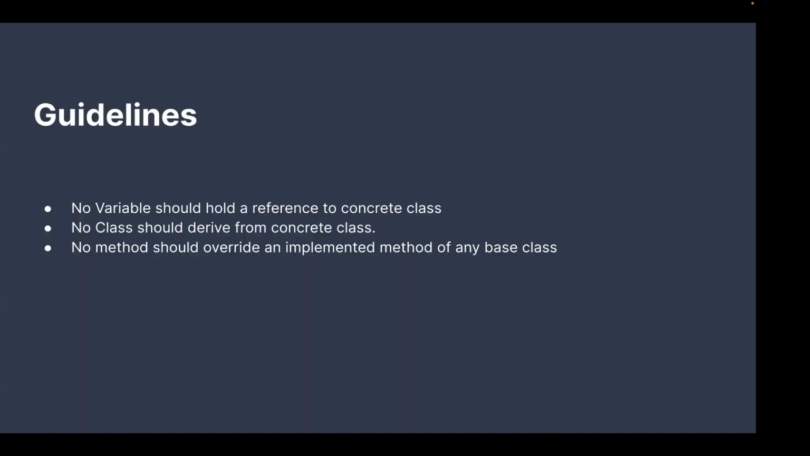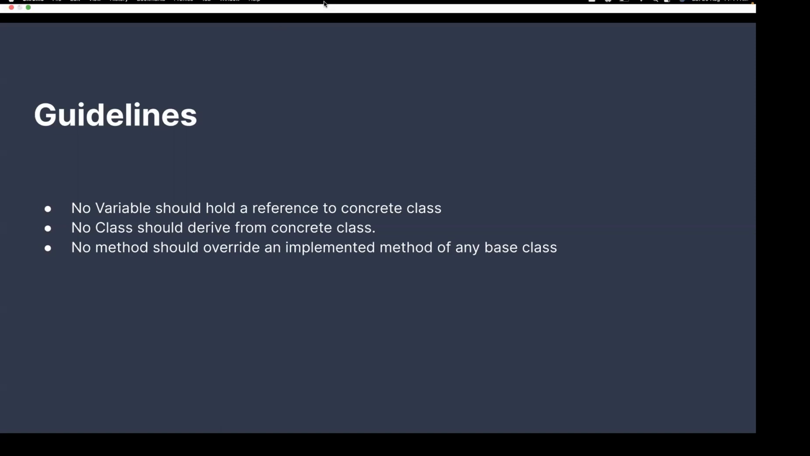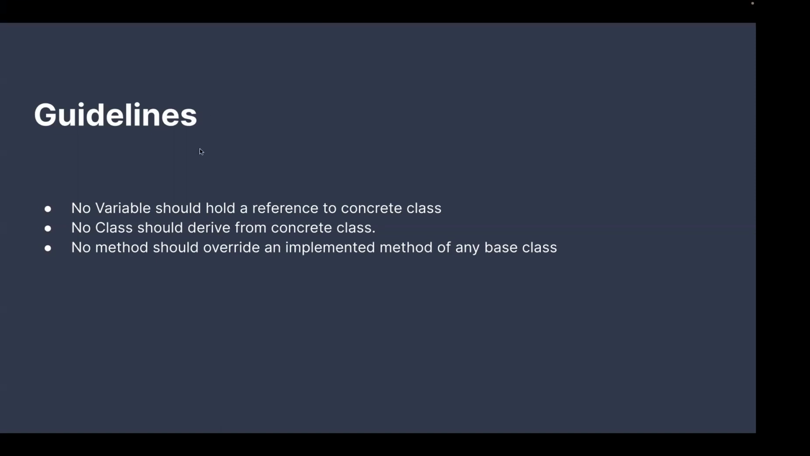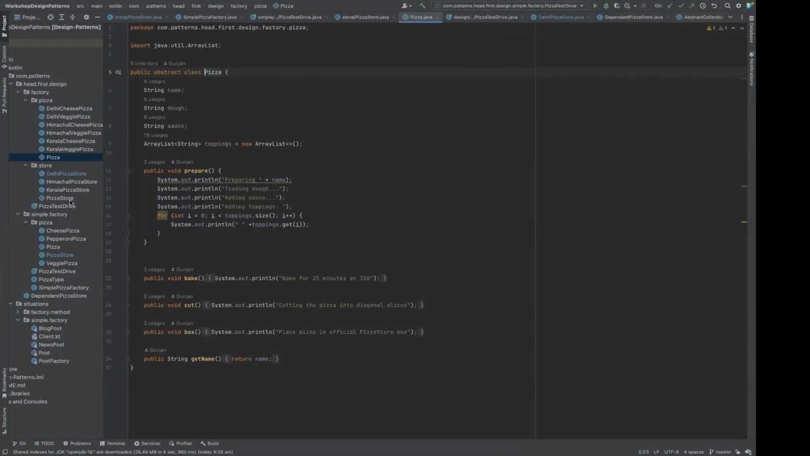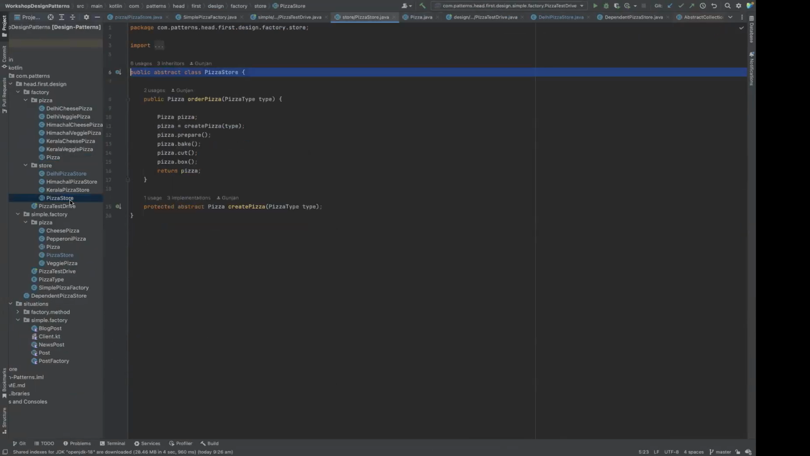So now we have almost reached the end of simple factory and factory method. There are some guidelines here that you should try to follow. But if you are not able to follow something, then you should have a good reason to break it. So suppose we say that no variable should hold a reference to a concrete class. We should try our best that none of the variables hold a reference to a concrete class.